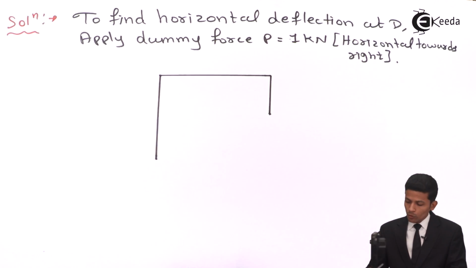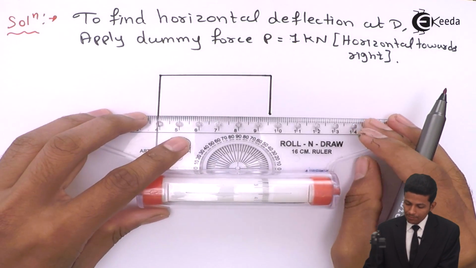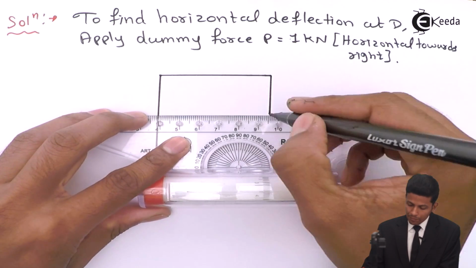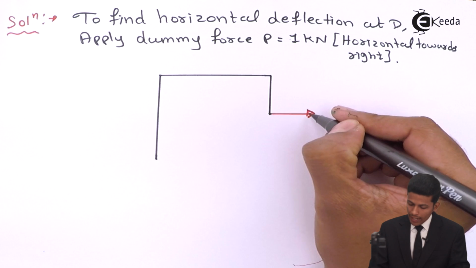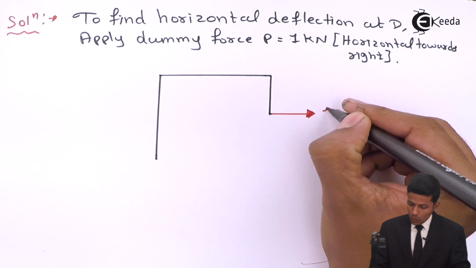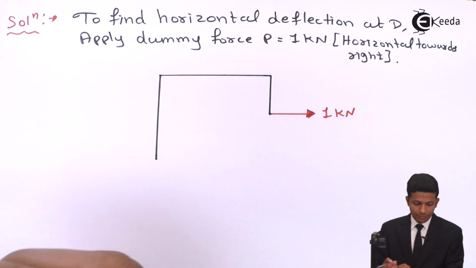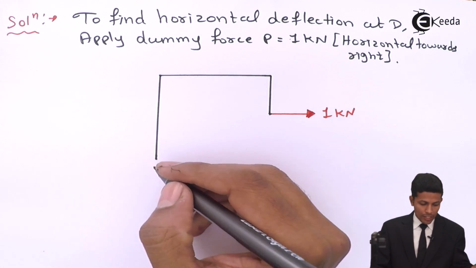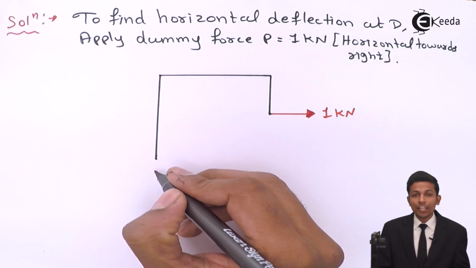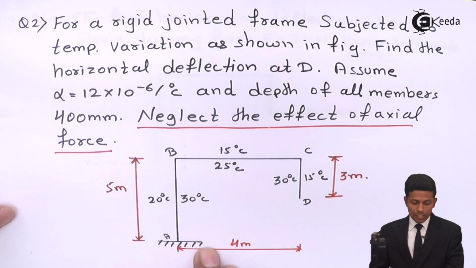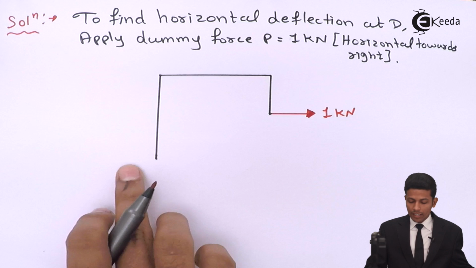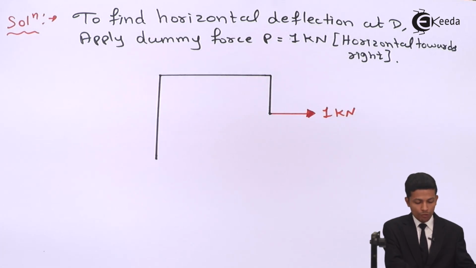Now see what we have to do. Now we have to apply 1 kilonewton at D horizontally towards the right, like this. This will be 1 kilonewton. Okay, now here, see, there will be 3 reactions since it is a fixed support. See the question here, it is a fixed one. That's why we have to take three forces here.